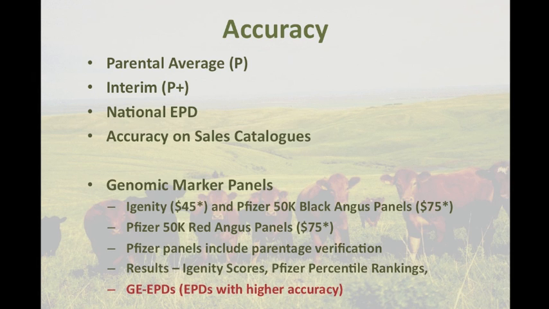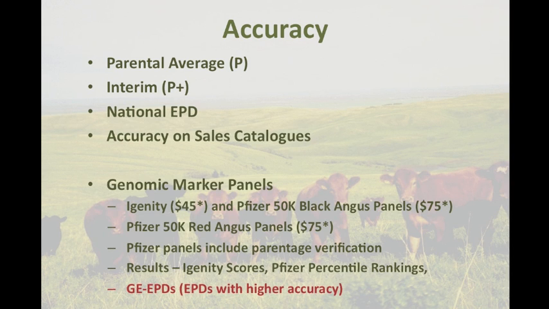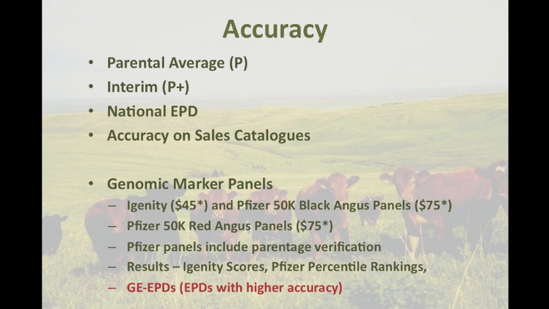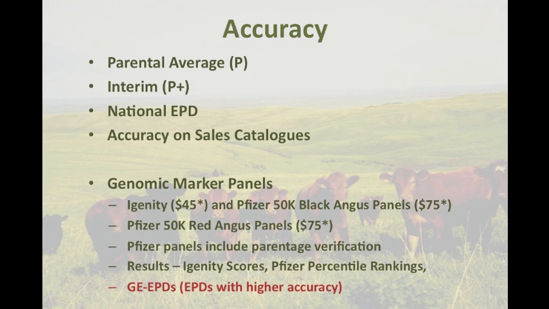So a tool to improve the accuracies on animals that are young and don't have that much performance, like that bull A in the last example, is to use a genomic marker panel. The Canadian Angus Association provides for its membership the Identity panel for Black Angus breeders, as well as the Pfizer 50K Black Angus panel. These panels are priced at half price until March 31st of 2013 under some funding that we've secured through AIP.